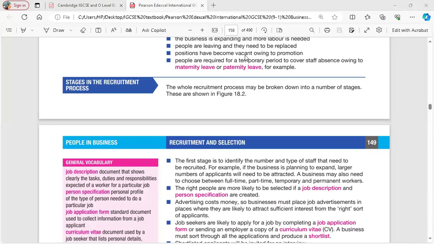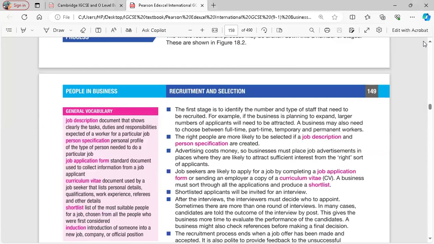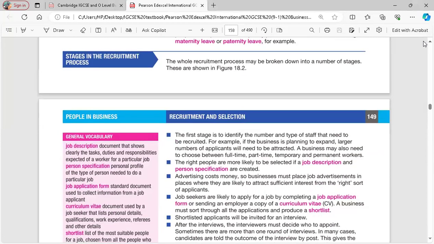We'll go to the stages in the recruitment process, because you can't just employ workers without going through those stages of recruitment. You can't just employ them. You need to know them. And how do you know the potential employee? You get to know them through the recruitment process.